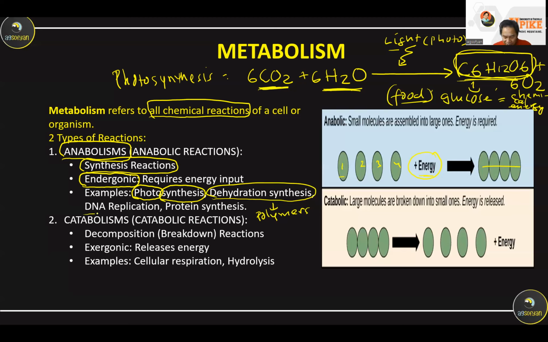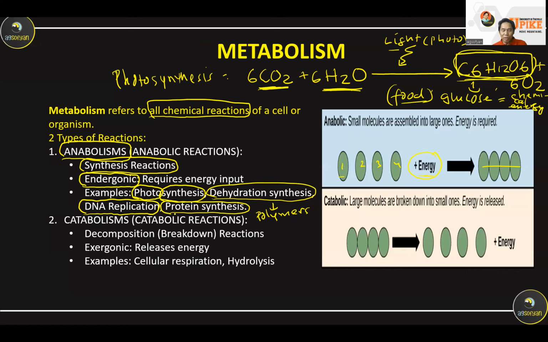Another example is DNA replication. DNA replication is making DNA, and remember DNA is made of many nucleotides. So nucleotides will be combined together to make a long chain of nucleic acid with a double helix, called DNA. Also protein synthesis, which is made by the ribosome.